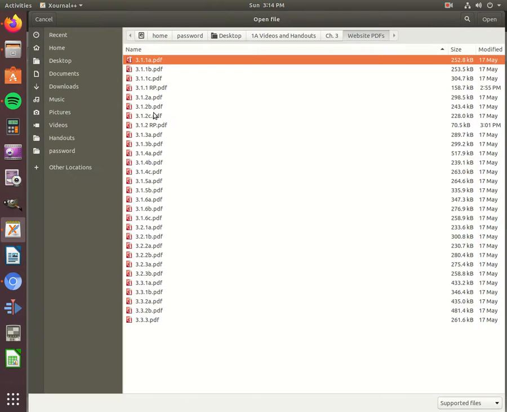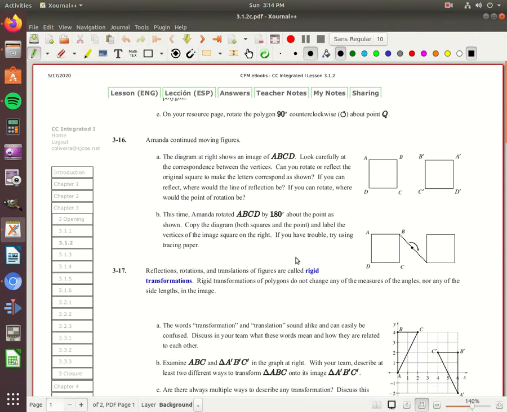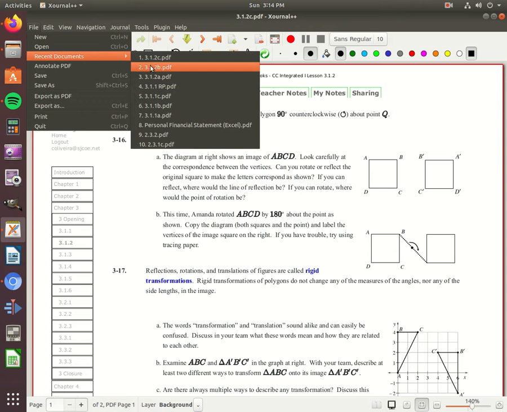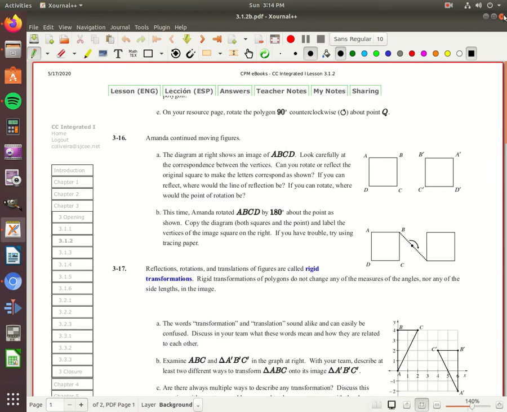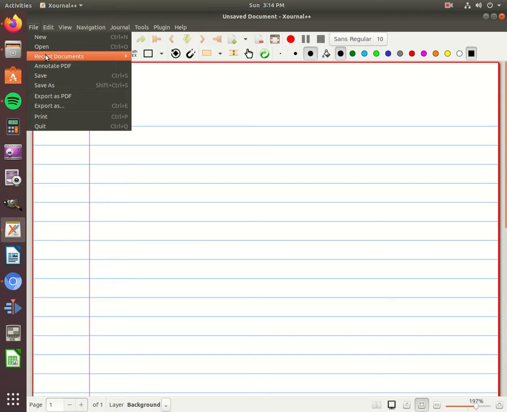If I open this, I think I'm on this one. Oh, there we go. So it says on the resource page, rotate polygon 90 degrees counterclockwise. So now what I'm going to have to do is go back to the last one so I can get my shape, and I'm going to go 90 degrees counterclockwise. So obviously when I downloaded this stuff, I made an error on that, and I apologize for that.